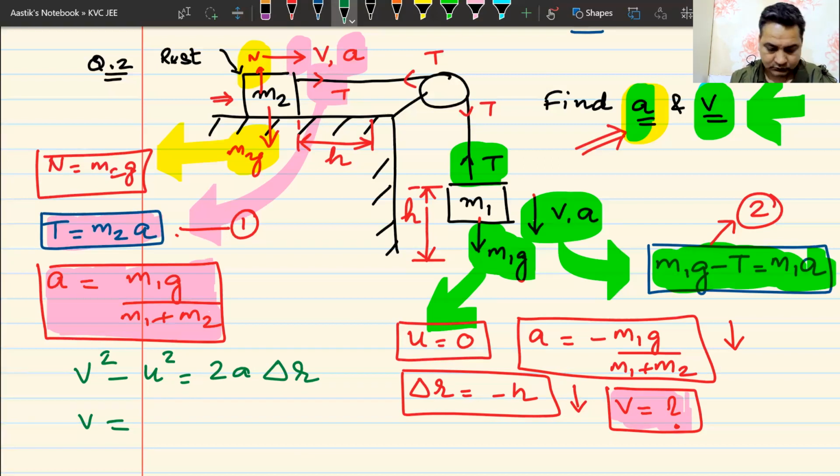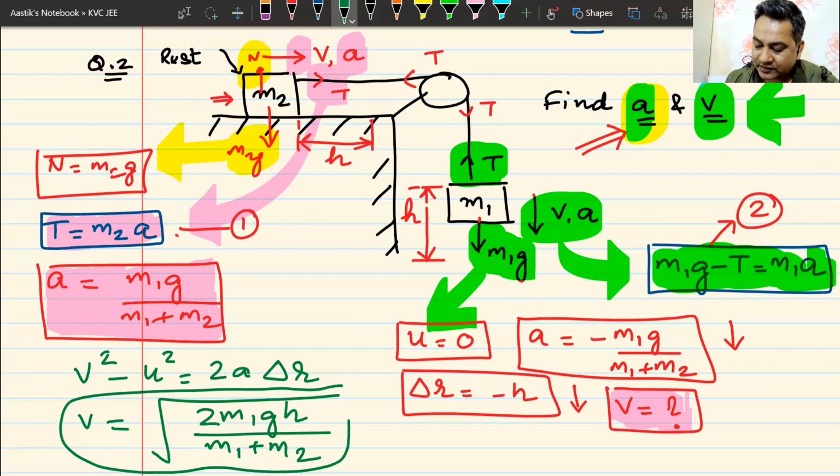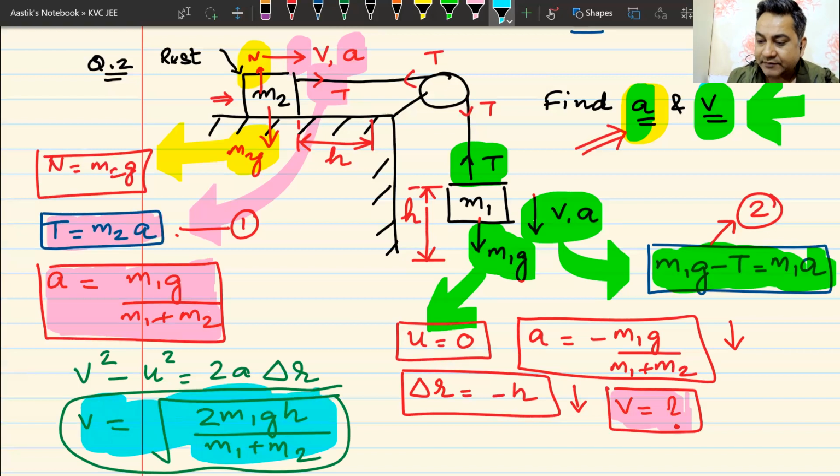Under root 2 m1gh by m1 plus m2. Well done. That is the answer. The entire under root of 2 times m1gh upon m1 plus m2. Can I have some raised hands, tell me sir, absolutely correct. This is the answer that we are getting. Everyone, this is the answer that we are getting. We agree on this. Okay.